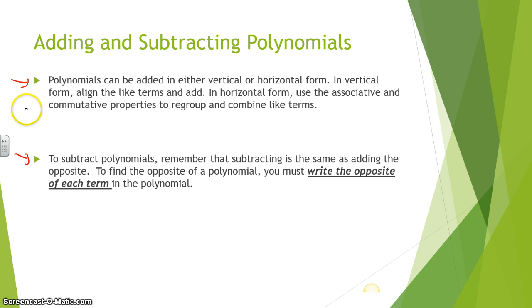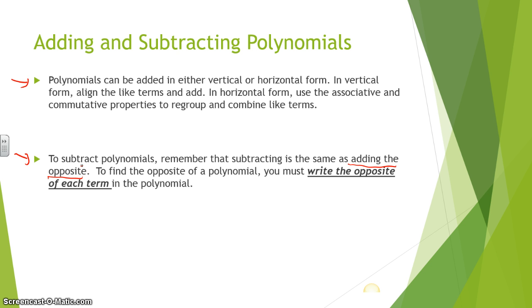In vertical form, align the like terms and add. In horizontal form, you're going to use the associative and commutative properties to regroup and combine like terms. You'll also be subtracting polynomials. For the second bullet point, when you're subtracting polynomials, remember that subtracting is the same as adding the opposite, and you're going to find that helpful by adding the opposite when you're subtracting polynomials.